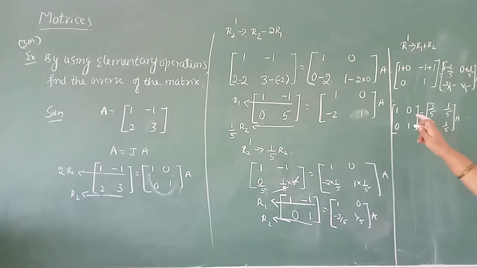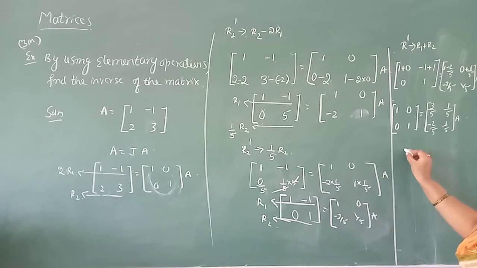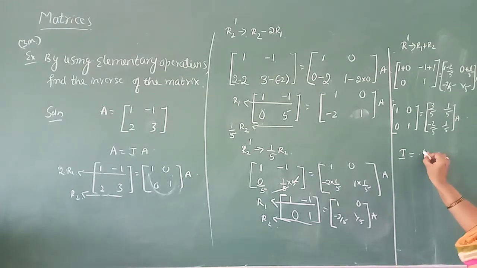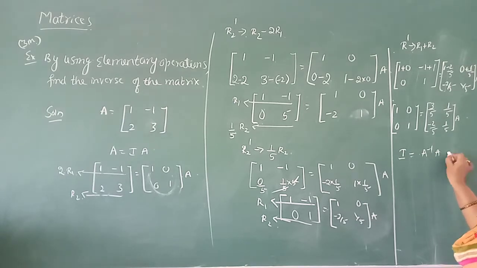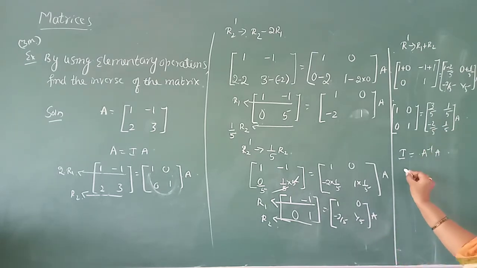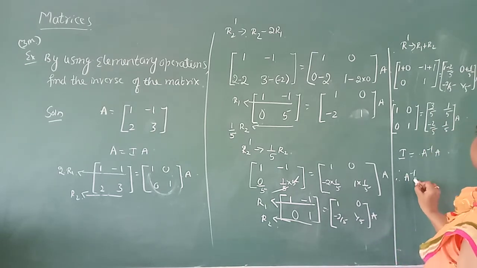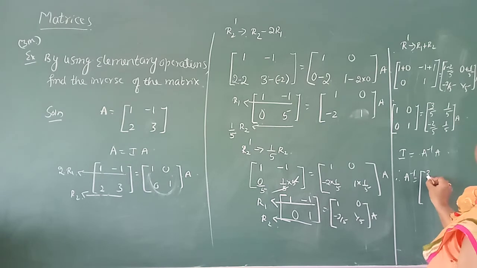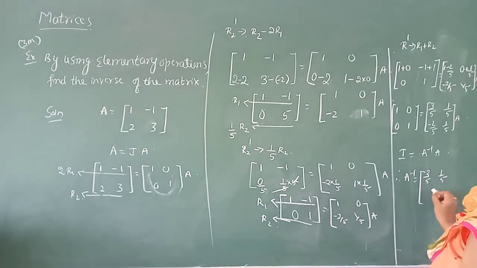Means 1, 0, 0, 1 represents what? I. When do we get I? If it is inverse into A. Means naturally this is nothing but A inverse. Therefore our A inverse is 3 by 5, 1 by 5, minus 2 by 5, 1 by 5.